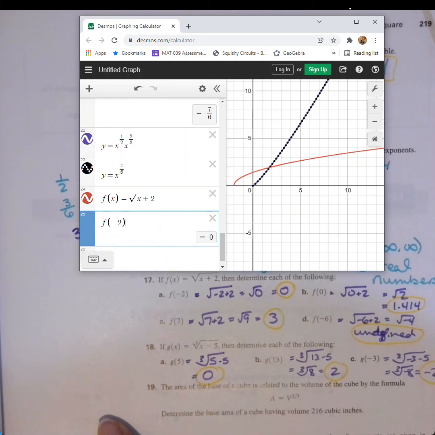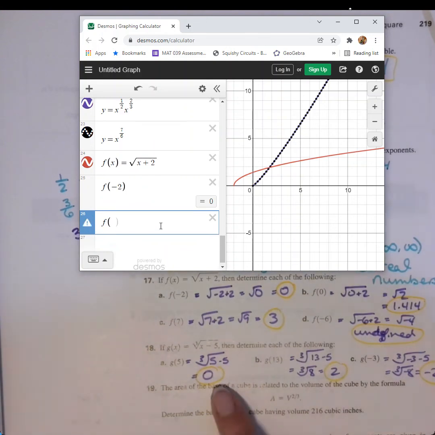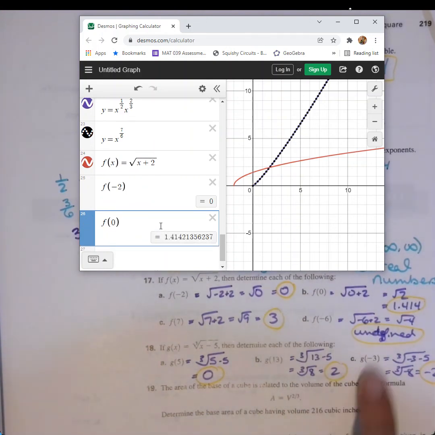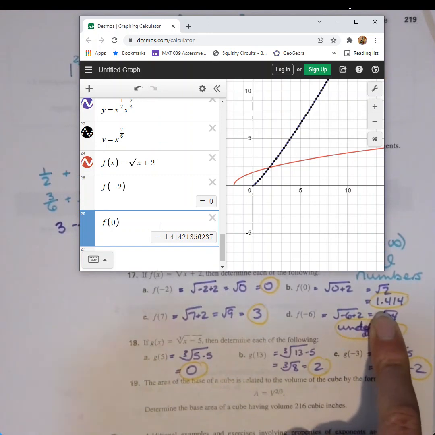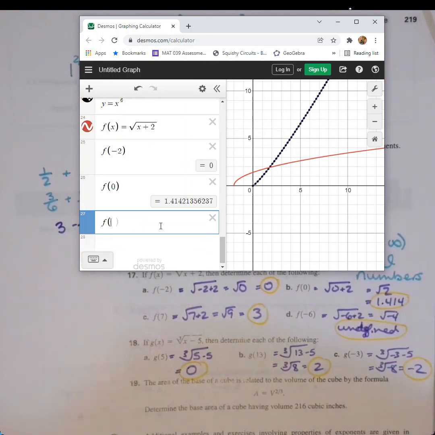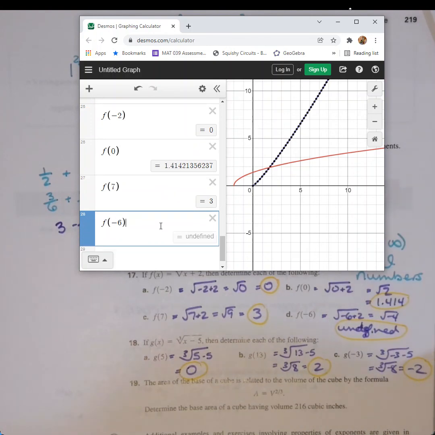It's 0, like I said. You'll evaluate f of 0. It's 1.414, or square root of 2, like I said. You can do your f of 7 the same way. It's 3. And you can do your f of negative 6 the same way. It's undefined. It's not a real number.